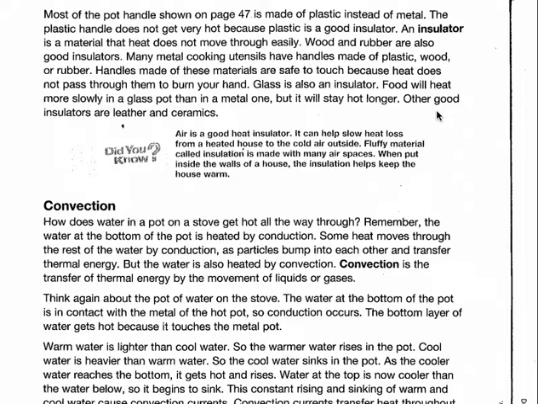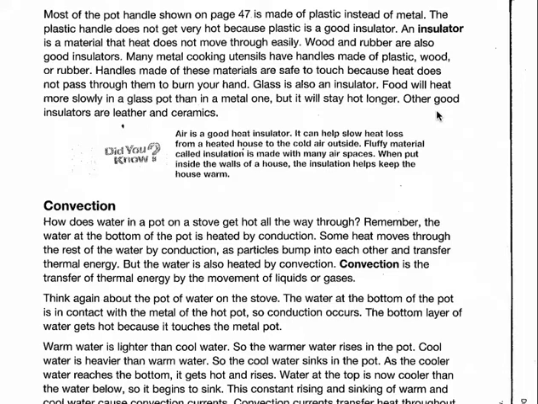Many metal cooking utensils have handles made of plastic, wood, or rubber. Handles made of these materials are safe to touch because heat does not pass through them to burn your hand. Glass is also an insulator. Food will heat more slowly in a glass pot than in a metal one, but it will stay hot longer. Other good insulators are leather and ceramics.